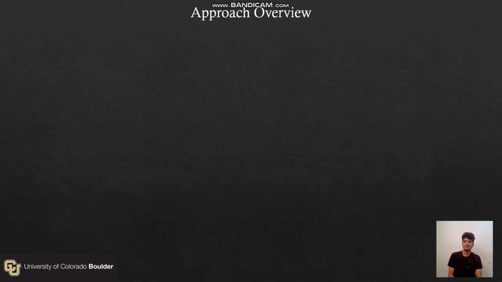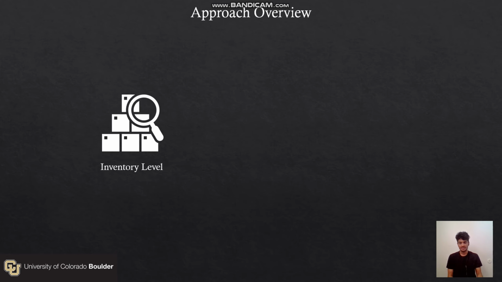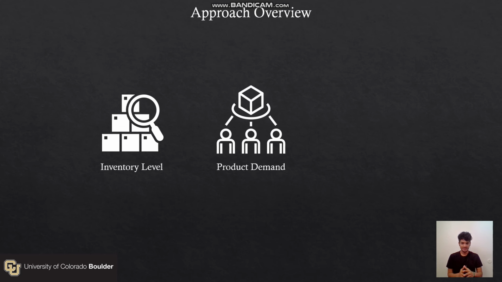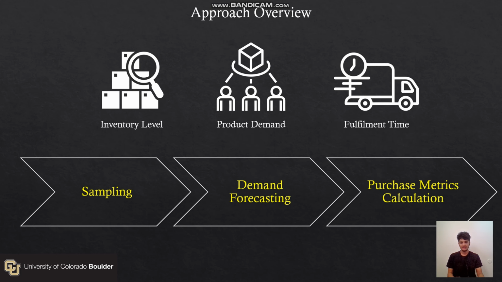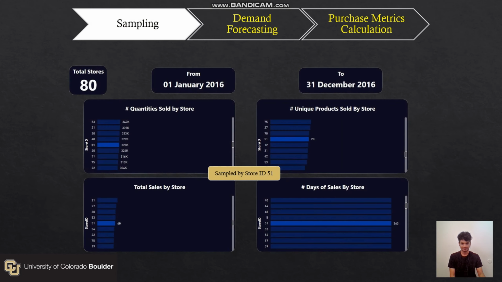This problem was solved by considering three main factors: the current inventory level of a product, and the expected demand of it in the upcoming weeks, and finally the fulfillment time required by the manufacturer after the retailer places an order. Now, inventory level and fulfillment time can be extracted from the analytical table by joining one or two analytical tables. However, product demand is something that needs to be forecasted. So the solution started with sampling the dataset, followed by demand forecasting, and finally calculating all the purchase metrics.